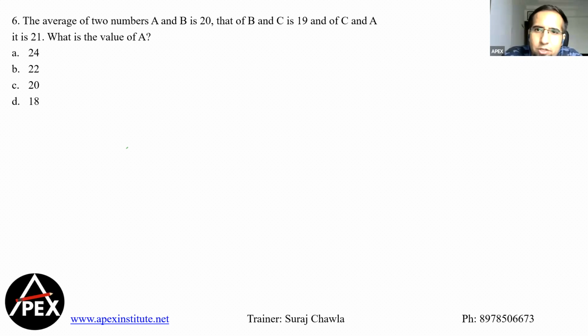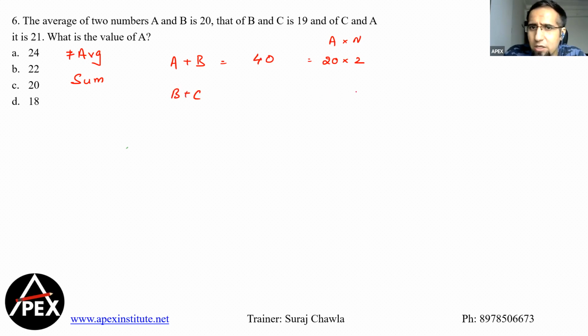Let's say this, guys. The average of two numbers is 20. Now I don't want you to write a plus b by 2 is equal to 20. I repeat, we cannot add the averages. Averages cannot be added. We have to focus on the sum total. So we write a plus b is equal to, what is the sum total? Average into number of terms, that is equal to 40. And then b plus c is equal to 19 into 2, that is equal to 38. And then a plus c is equal to 21 into 2, that is equal to 42.